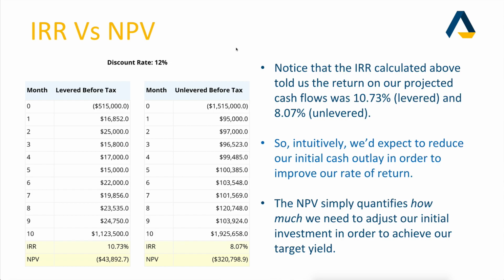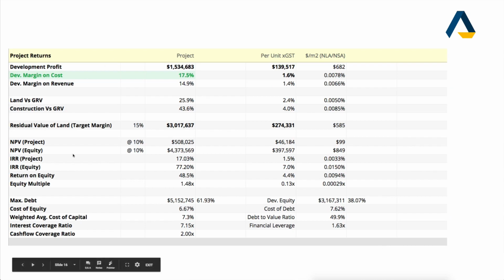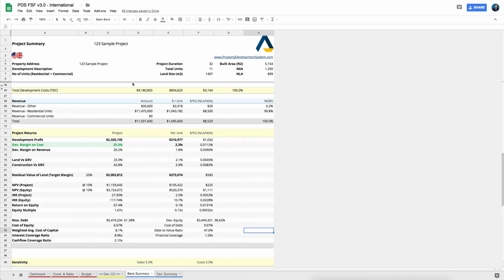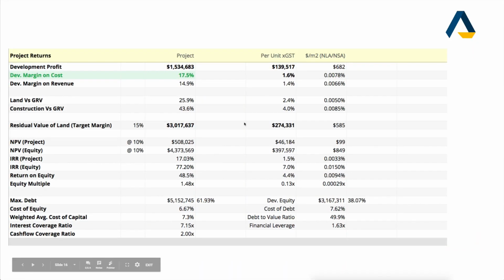So notice that the IRR calculated above told us the return on our projected cash flow, which was levered, and unlevered. So intuitively, we'd expect to reduce our initial cash outlay in order to improve our rate of return. The NPV simply quantifies how much. All NPV is telling you is by how much we need to adjust our initial investment in order to achieve our target yield. This is the same thing that I've got here. I just had to put in an image over there so we could look at these things.